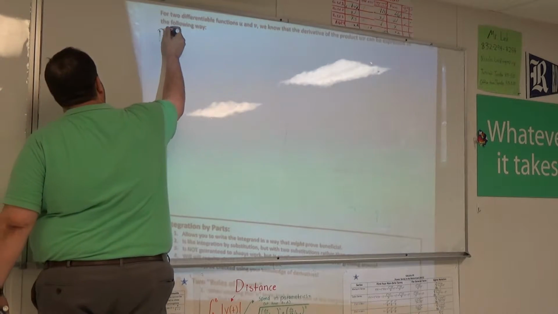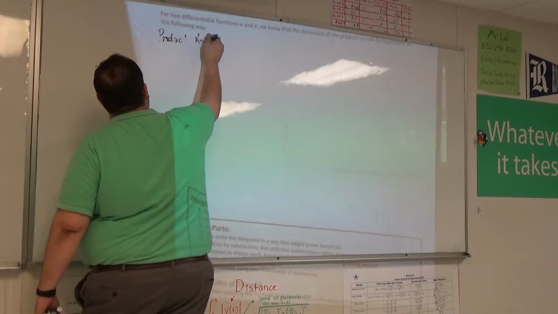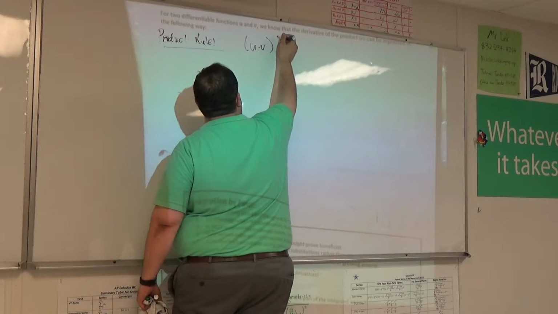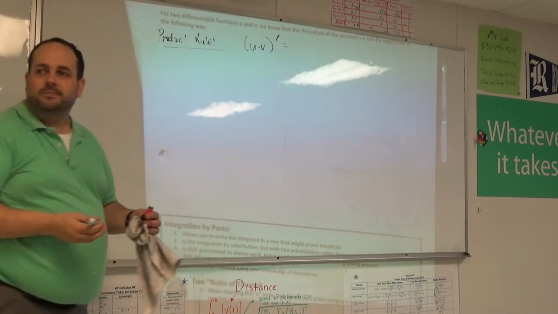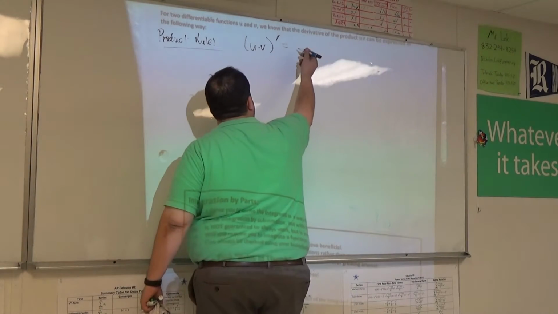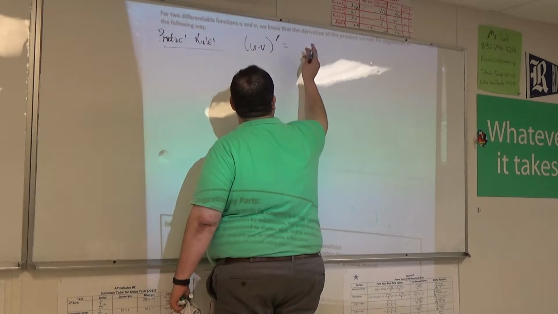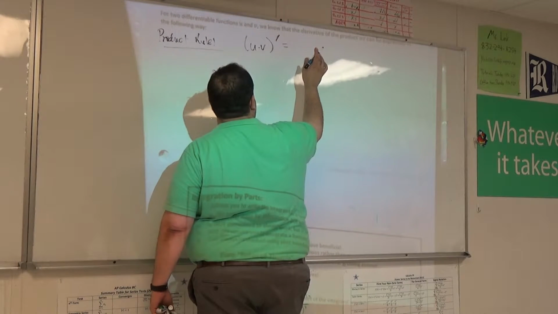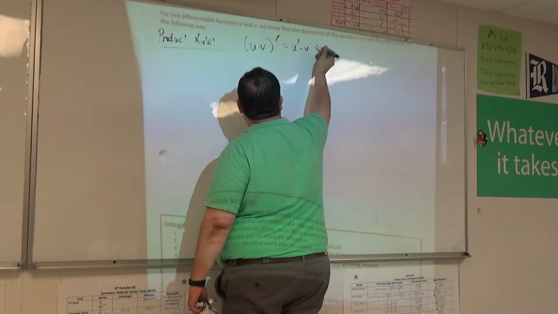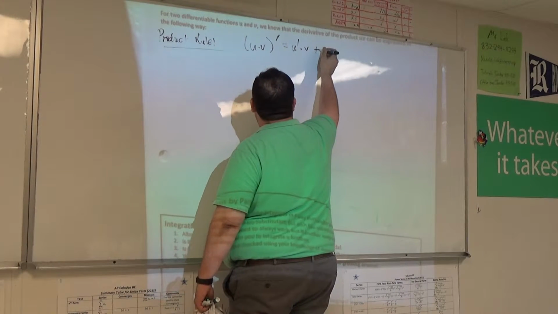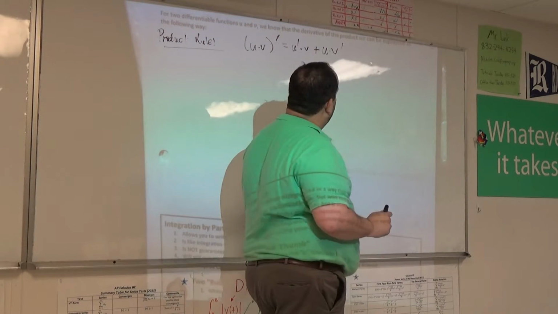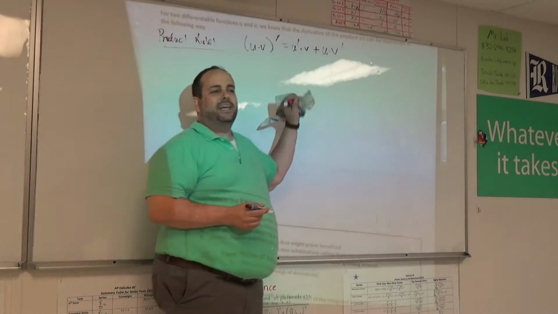So here's, I want to start with the product rule. What the product rule says is this. If I have the product of two functions and I want to find the derivative, I'm using some different notation here, like u times v prime. What does the product rule tell me to do? Find the derivative of one function. Derivative of the first, then u times the second, plus u times derivative of v. Okay.